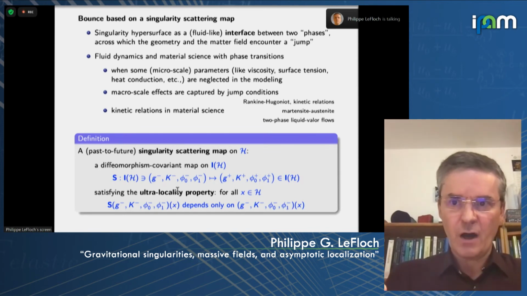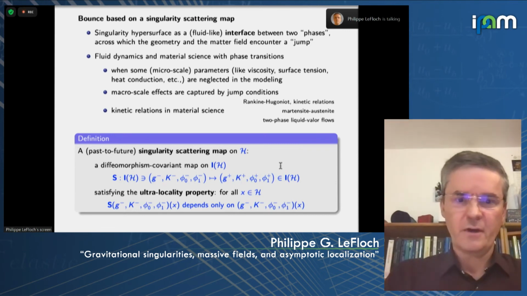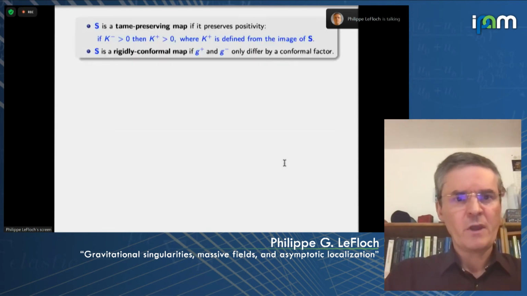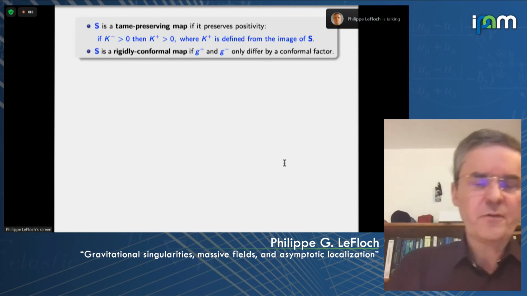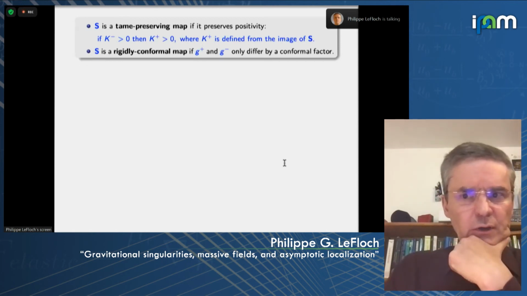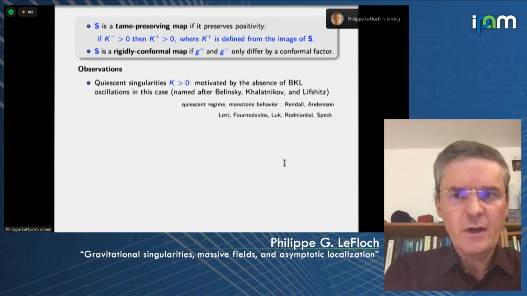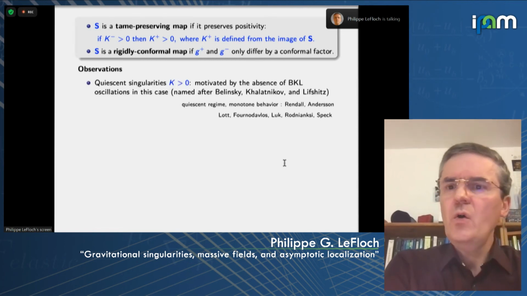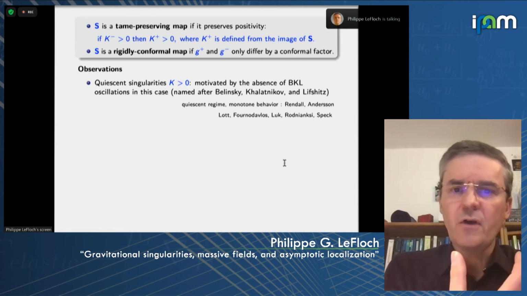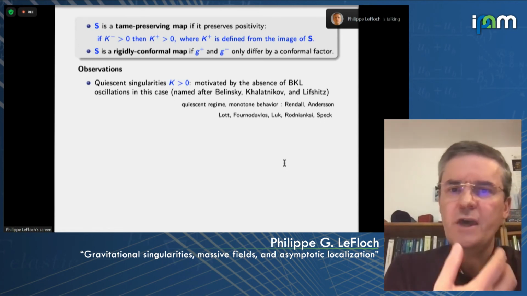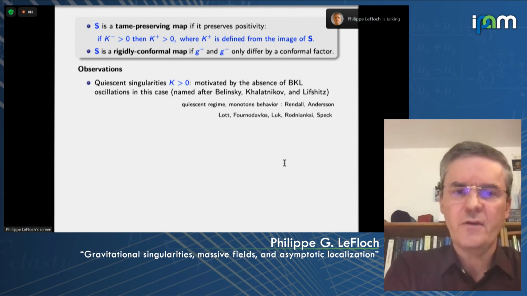So this is essentially our result, our classification. We look at all of these maps, ultra-local, and we classify them. In the course of the analysis, we are led to introduce a couple of conditions to define subclasses of junctions. So time preserving comes naturally because we actually want to study the case of oscillation-free behavior. So it's also called quiescent singularities. So K is going to be positive.